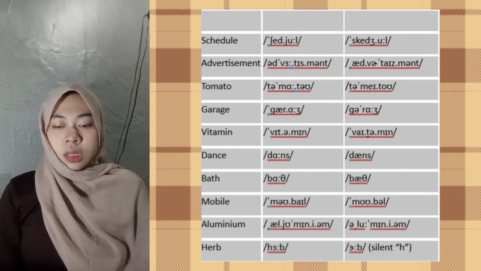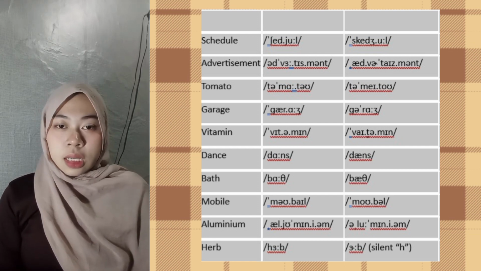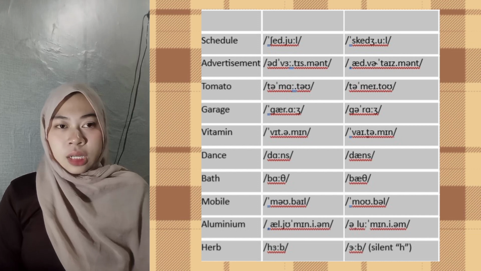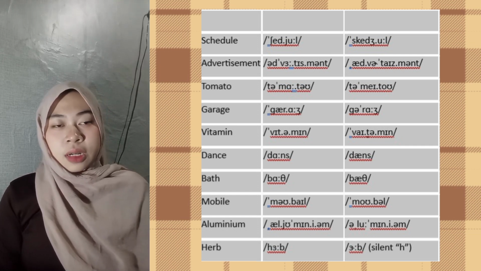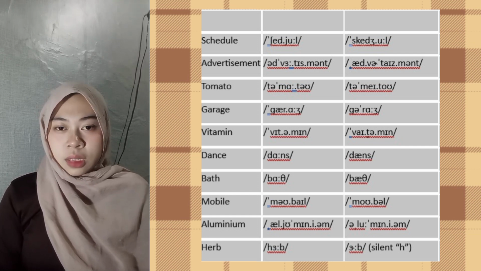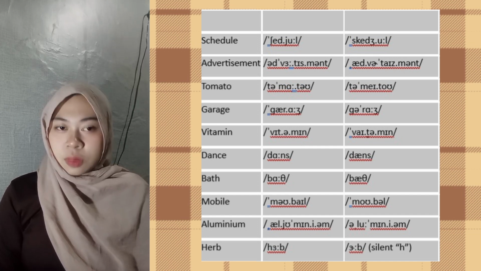So the first example is schedule. For the British English accent, it's schedule, while American is schedule. And advertisement, for the British accent, it's advertisement, and for the American pronunciation, it's advertisement.